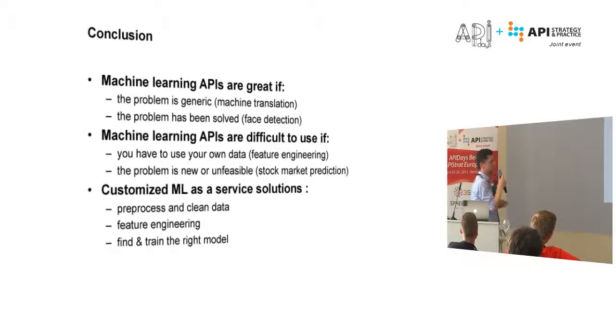If you have to use your own data, then you have to do the feature engineering, or the problem is new or simply not feasible. So if you want to predict the stock market, you can apply whatever model you want. Basically, you will never have enough information to actually make or train a good model for that. This is probably what you can never come up with. Otherwise, I think people might have it already. Or, well, who knows?